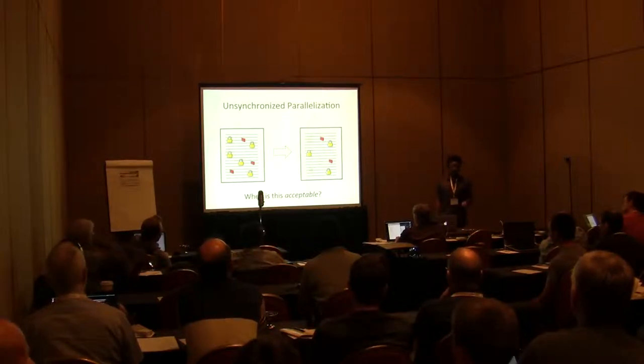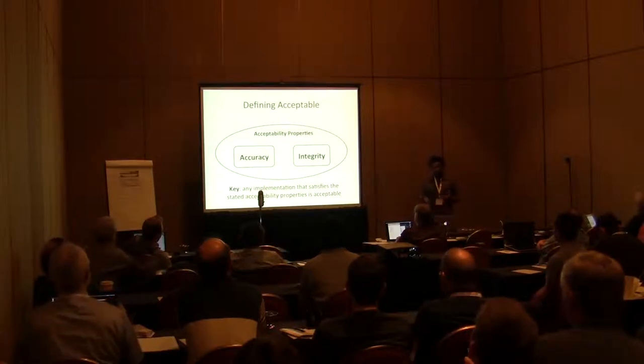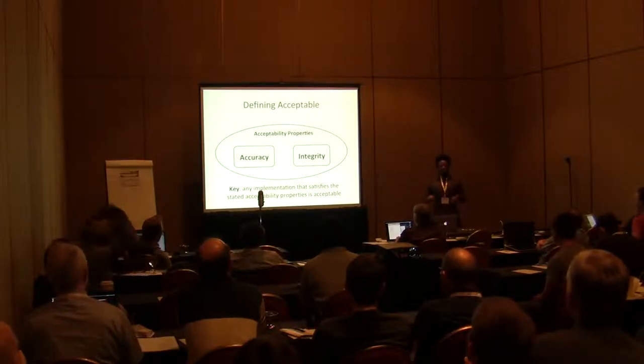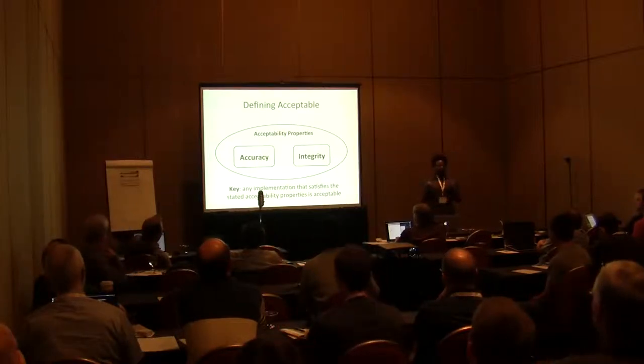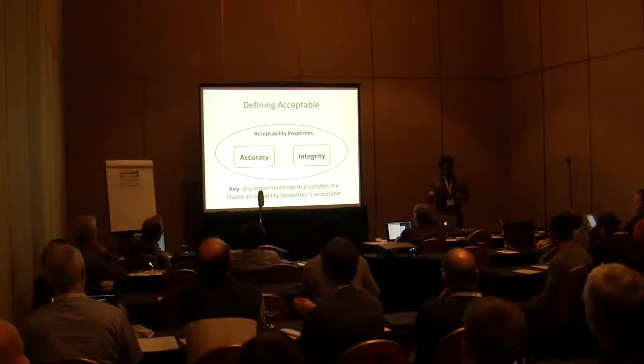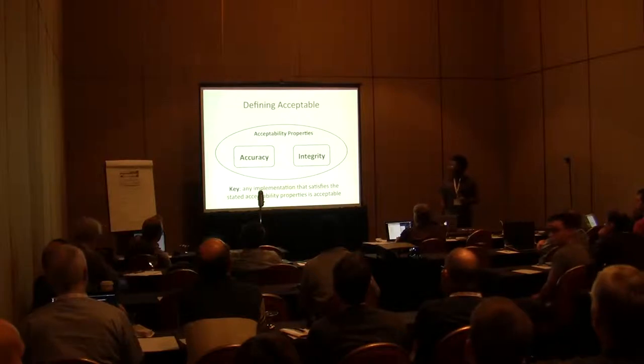Now, the question is, when is this acceptable? And Robbie brought this up in his talk. The way we've been thinking about acceptability, or defining acceptability in our group, was exactly as Martin had laid out. So we're thinking about specifying properties that are particular to a client or a domain, such that any implementation that satisfies these properties should be acceptable for that particular use scenario.